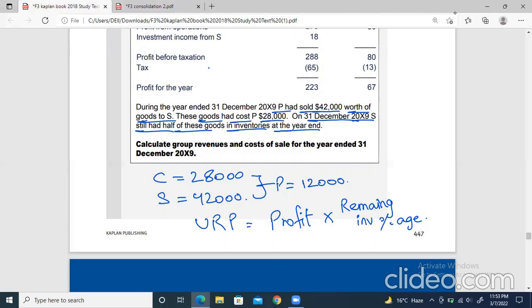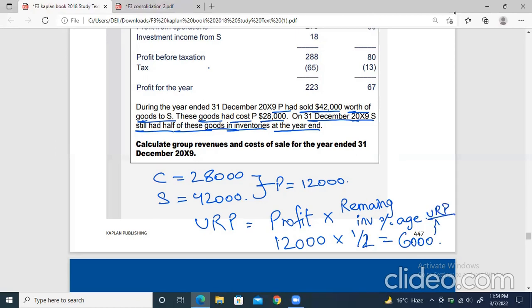Okay, right. Now let's do this one. So profit over here. Have you written this formula? Yes. Okay, great. Now 12,000 is the profit. Now let's see what the remaining inventory percentage is. S company still had half of these goods in inventory. So it says that only 50%, in other words just half, is available, right? So we take 1/2 or 50%. That means only the remaining profit we can eliminate. We cannot go to the customers that S company has sold the goods to and chase them, because no one has such time in the company, right? This was the explanation. Now 12,000 at 50% is 6,000, right? So 6,000 is the unrealized profit over here.